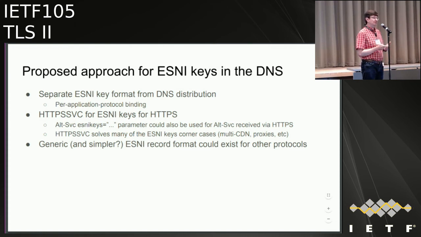I see there being a few different options here, one of which is to say that you have a per application protocol binding that would describe how you would want to use ESNI keys for a given protocol. So for HTTPS, we could say, go use the HTTPS service record, and then there could be a generic, simpler binding that says, hey, go use the ESNI record. Another option here is there's been some interest in saying, okay, HTTPS service seems useful for other use cases. Maybe it should be generalized to not just be HTTPS specific, in which case that more generic DNS record could cover the ESNI case as well and incorporate support for ESNI keys, and therefore potentially eliminate the need to have a separate ESNI record.